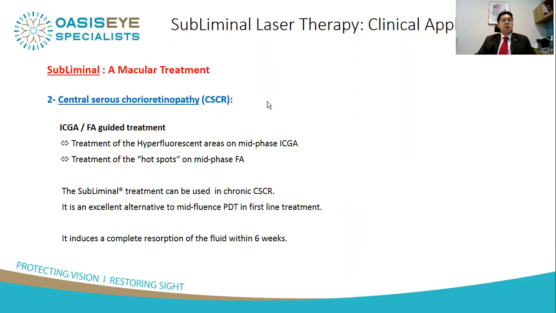As for CSCR, you need to do ICGA and fluorescein angiogram to treat the hot spots. And I would treat the hot spots in the mid-phase fluorescein angiogram, following exactly the same protocols as for diabetic macular edema.